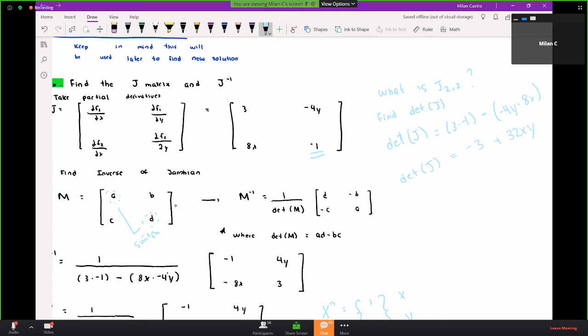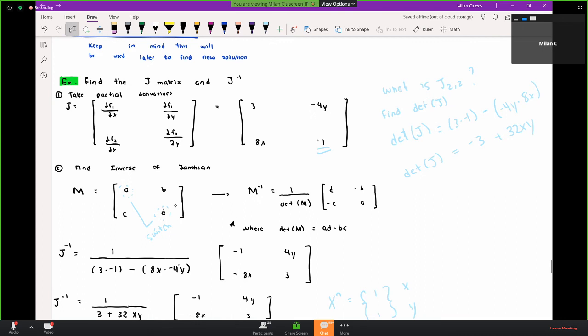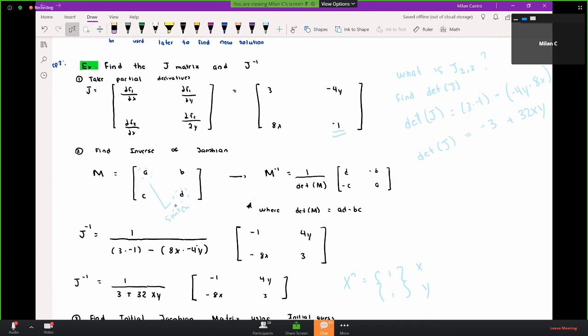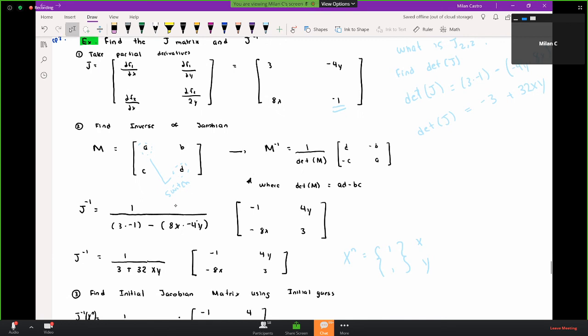So this is the step that you should do immediately after finding your Jacobian matrix. Now that we have the determinant, we can plug that into our formula and switch our rows and make C and B negative. So now we're computing the inverse Jacobian. We have 1 over the determinant of our original Jacobian times our new matrix.